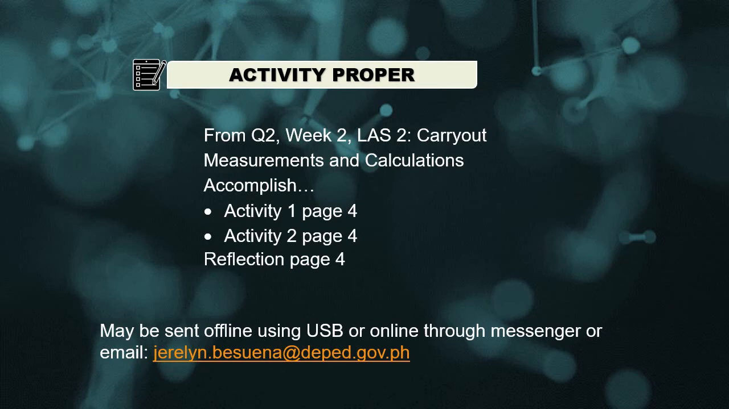Well, it's now time for your activities. In your week 2 lesson 2, carry out measurements and calculations, you may now accomplish activity 1 and activity 2 on page 4, as well as the reflection also on page 4. Once done, you may send it offline using USB or online through Messenger or email.